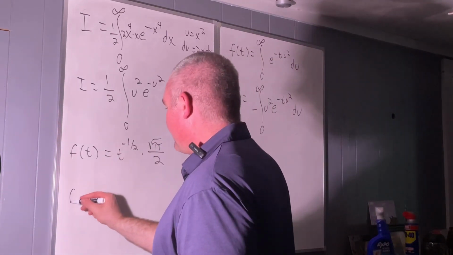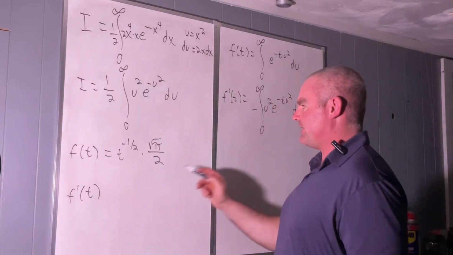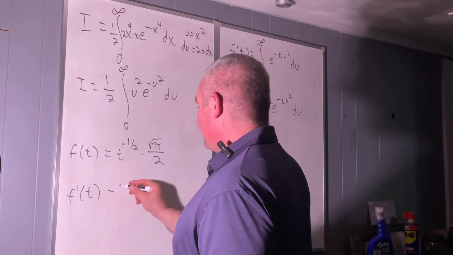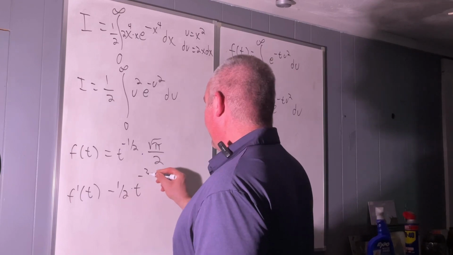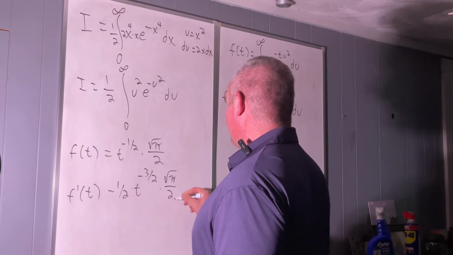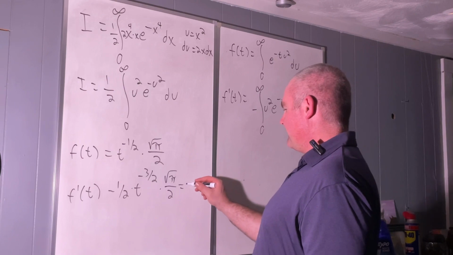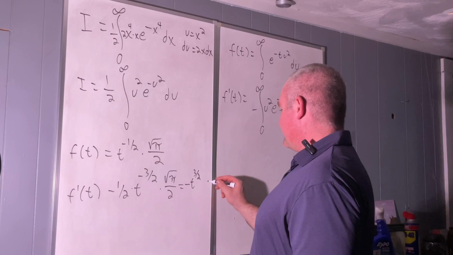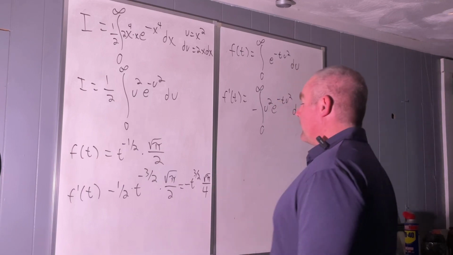So our f prime of t is also going to be equal to the derivative with respect to t of this thing. Well, that's going to give us negative 1/2 times t to the negative 3/2 times the square root of pi over 2. Or we'll just call that negative t to the negative 3/2 times the square root of pi over 4. Okay.